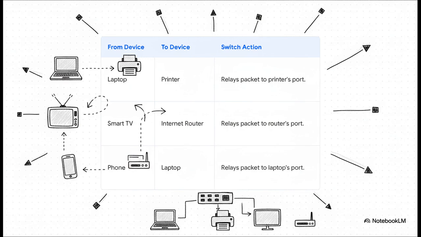So here's how that traffic cop works. Let's say your laptop needs to print something. The switch is smart. It doesn't just blast that print job out to every device on the network. No, it knows exactly which physical port the printer is plugged into, and it sends the data only there. Your TV wants to stream a movie? The switch sends that request straight to the router, and nowhere else. It basically creates a private, direct line for every conversation. This makes the whole network faster, way more efficient, and a lot more secure.